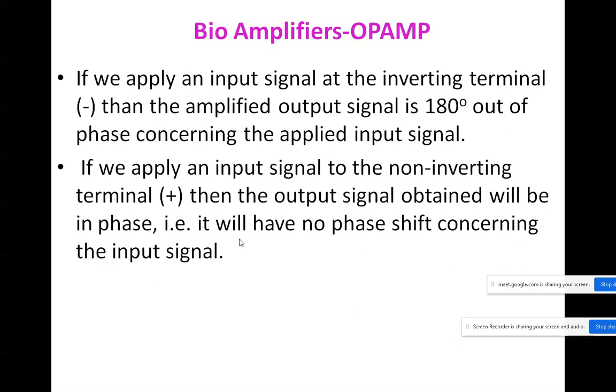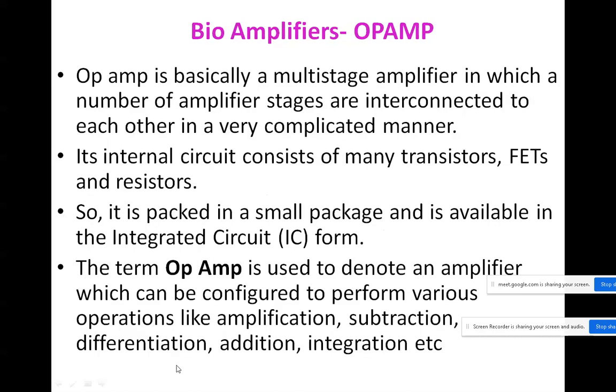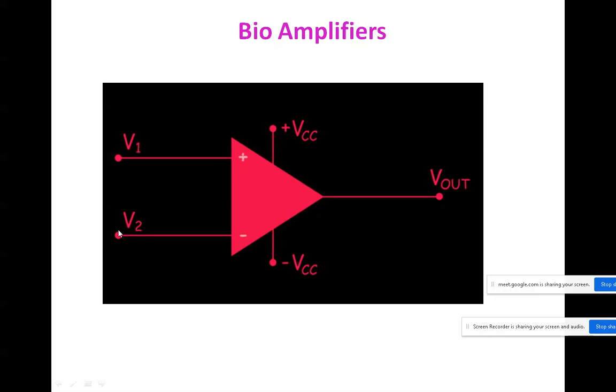So if we apply an input signal at the inverting terminal, the amplified output signal will be 180 degrees out of phase with the applied input signal. Since this is the inverting terminal, you will get the output 180 degrees out of phase with your input signal. That means if you give a positive signal you get negative, and if you give a negative signal you get positive.